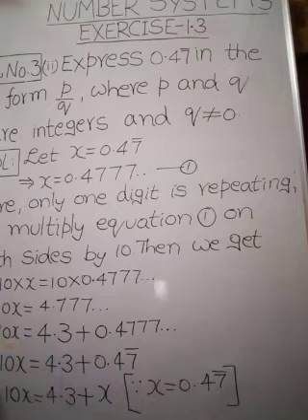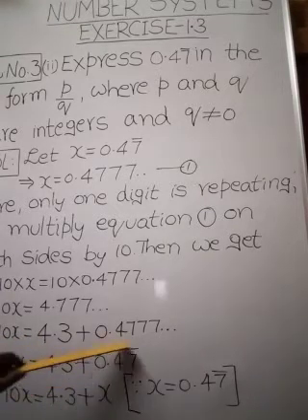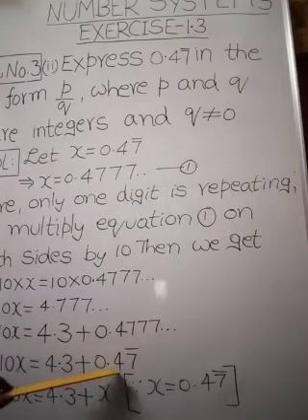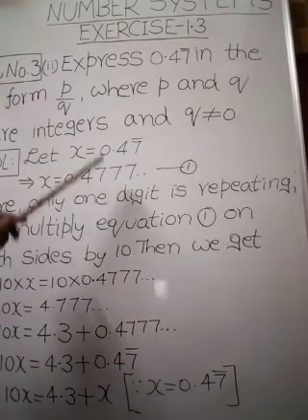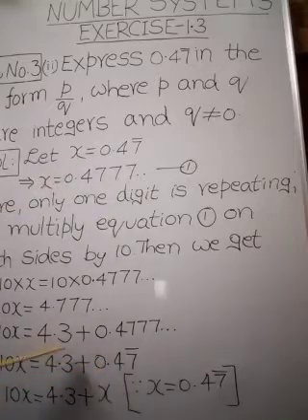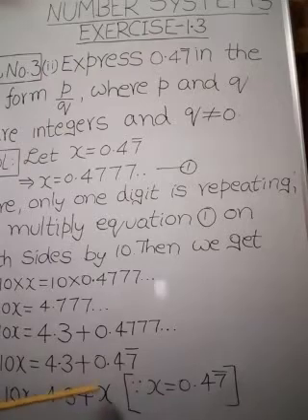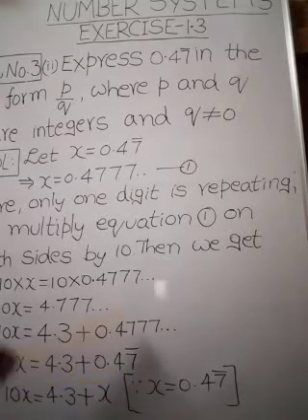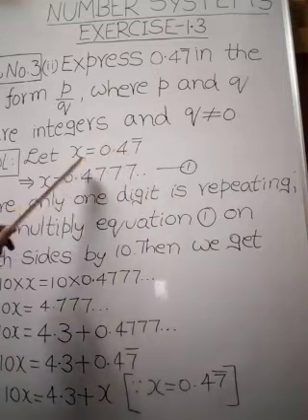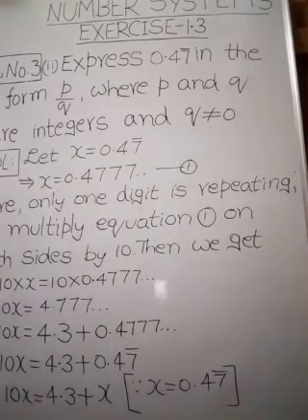Right. This implies 10x is equal to 4.3 plus this number can be written as 0.47 bar. To get the required number, we are splitting the given number here like this only. That is why we are splitting here. This implies 10x is equal to 4.3 plus 0.47 bar. What is meant by 0.47 bar here? x. So here, understood this step, my dear children?